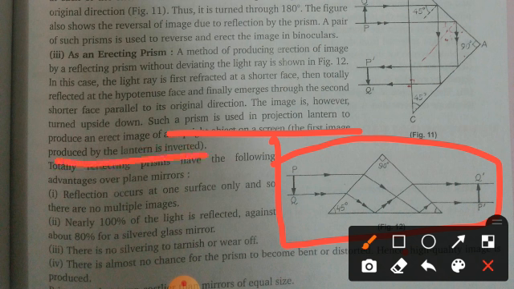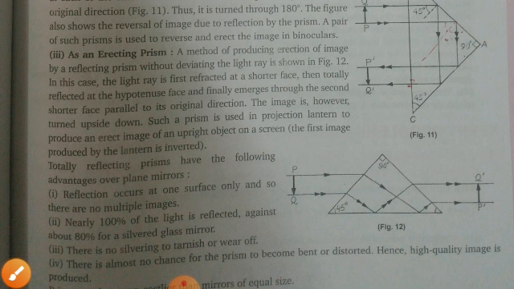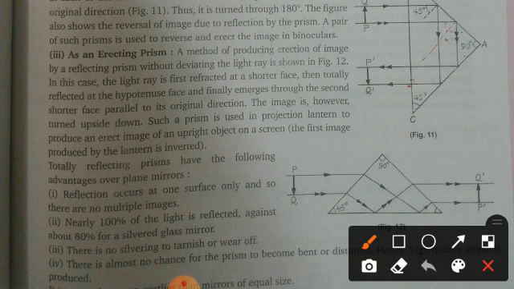A totally reflecting prism has the following advantages over plane mirrors. These are some advantages of a totally reflecting prism over a plane mirror. The first one is reflection occurs at one surface only, and so there are no multiple images. This is the first advantage.